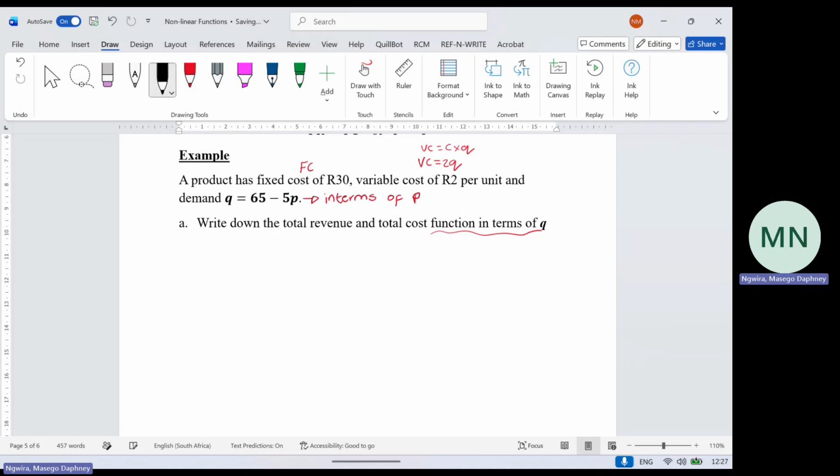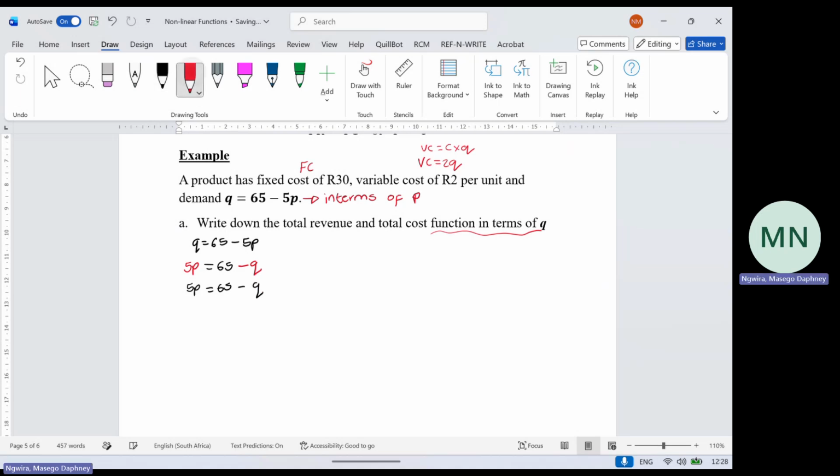We have Q is equal to 65 minus 5P. So I need to solve for P so that my answer can have a Q. We move this to our left-hand side first. We exchange, so I'm going to have 5P equals 65. It became positive because it jumped the equal sign. Then I take the Q to that side, so it will be negative Q. Then I divide both sides by 5 because I want P to be alone.